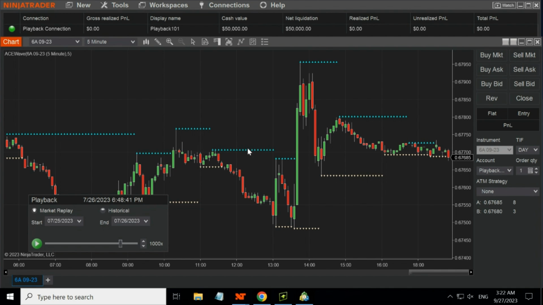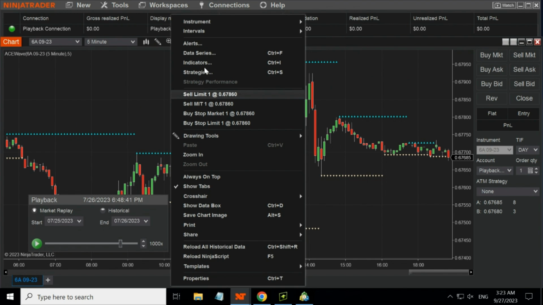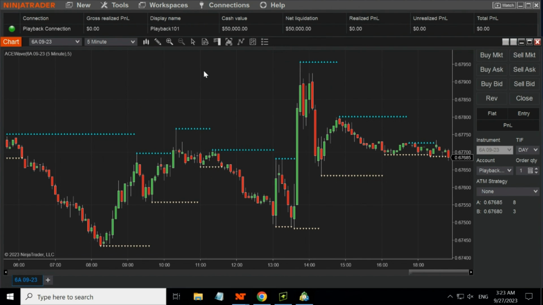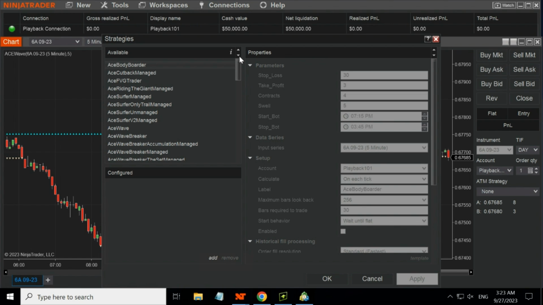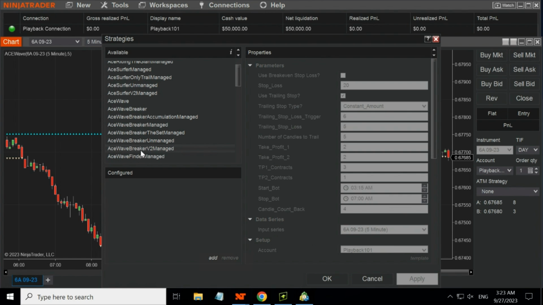You can see I've already got the chart set up. You don't need to have the wave indicators on. I have that on because I really enjoy checking out the support and resistance points. But again, make sure that you have actually imported the bot as an InterScript. Once you've done that, when you right click the chart and go to strategies, you'll scroll down and find Ace WaveBreaker version 2 managed. So we're going to add that to our chart.